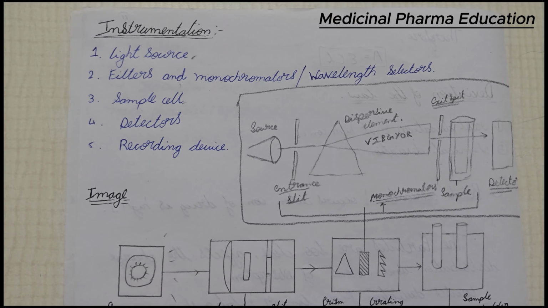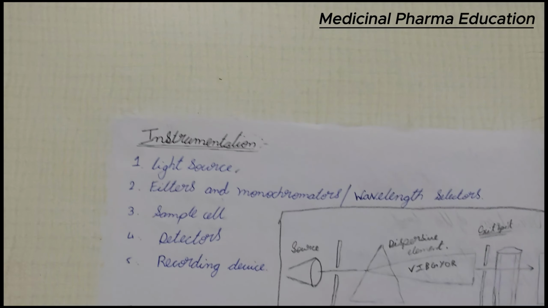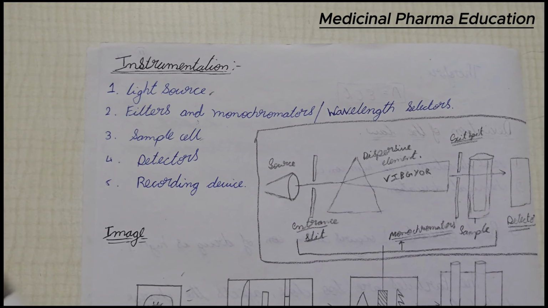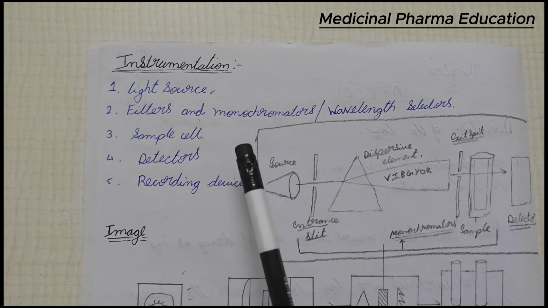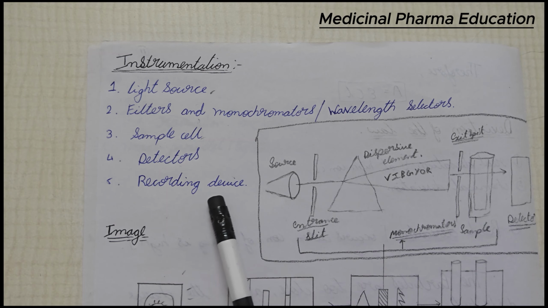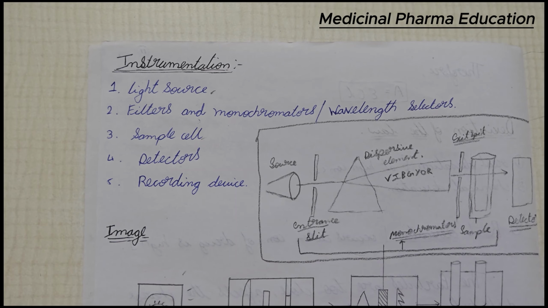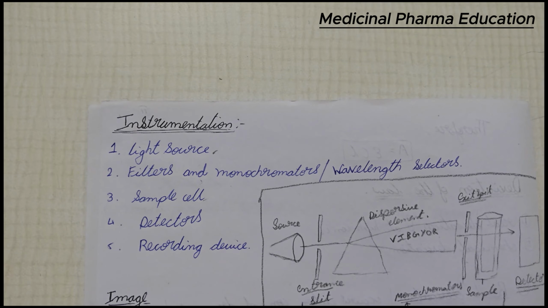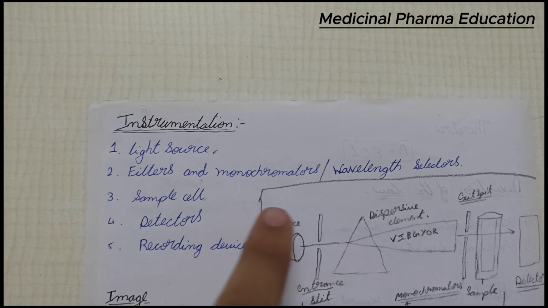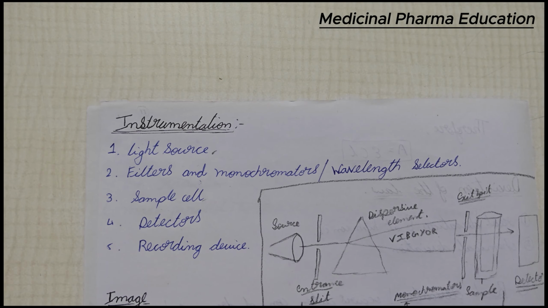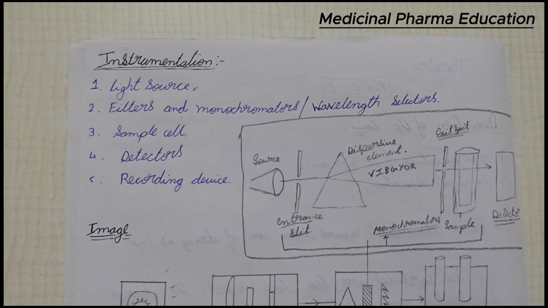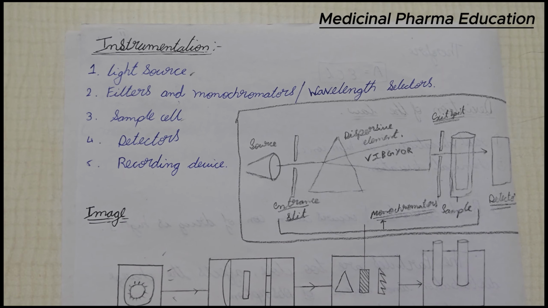Firstly, the instrumentation consists of mainly five parts. It consists of the light source, filters, monochromators, sample cell, detectors, and recording devices. These are the five parts. The important parts are the light source, the filters and the monochromators, and the detectors. These are very important parts, and their selection directly affects the result.